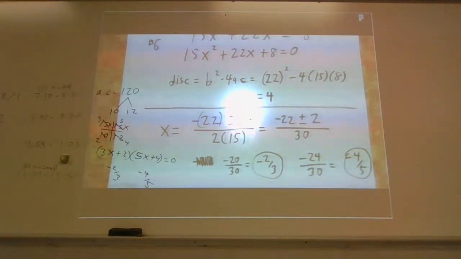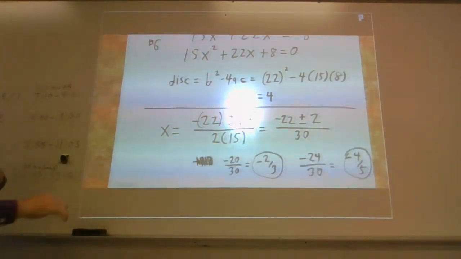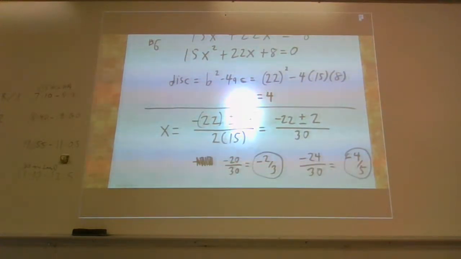Clearly it was factorable. But they're not always factorable. Give me a number. Give me any number. I can do anything with numbers. 15? Sure, let's do 15.